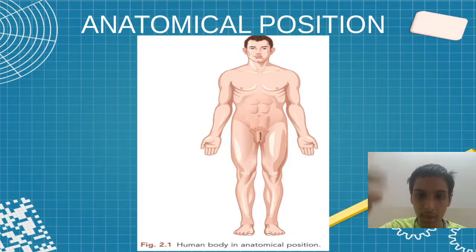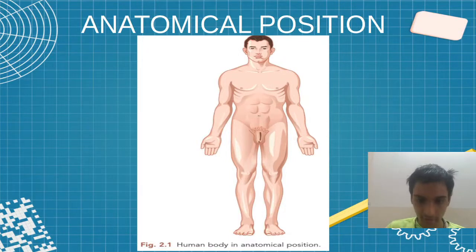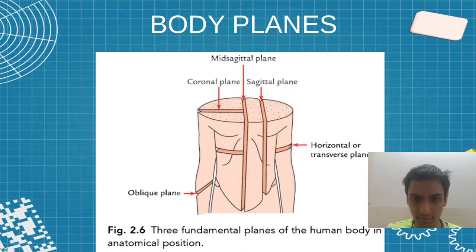This is the human body you're seeing in the anatomical position. The person is standing straight, the palms are facing forward, thumbs are pointing outward, toes are pointing forward, and the feet are parallel to each other, with some distance between them. The eyes are looking straight forward. So this is a brief about anatomical position.